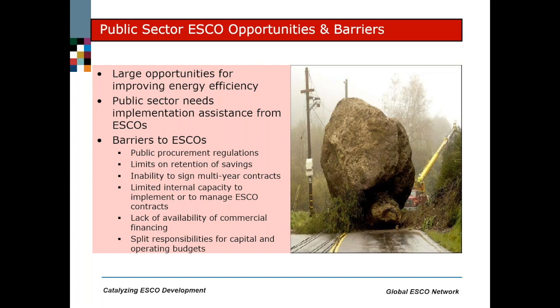And finally, we have this issue where in public agencies, there's one person responsible for the capital budget and another person responsible for operating budgets. And the use of capital budgets to save money in the operating budgets becomes somewhat difficult. So there are a number of other challenges. I've summarized some of them here, but these barriers make it very difficult for ESCOs to sign performance-based contracts with government agencies.